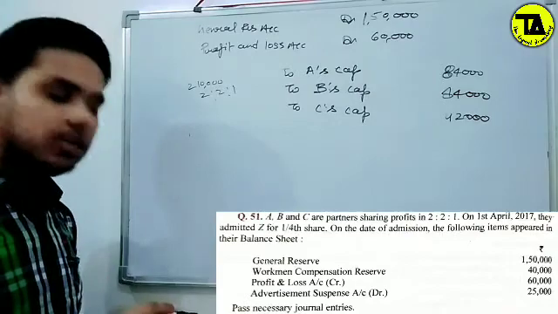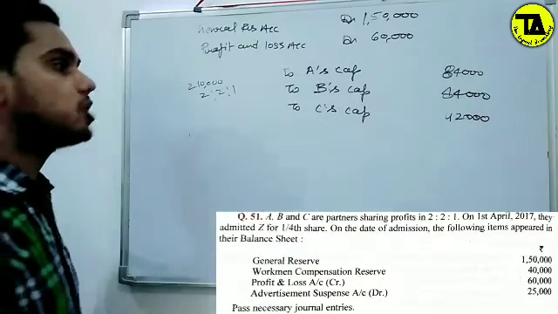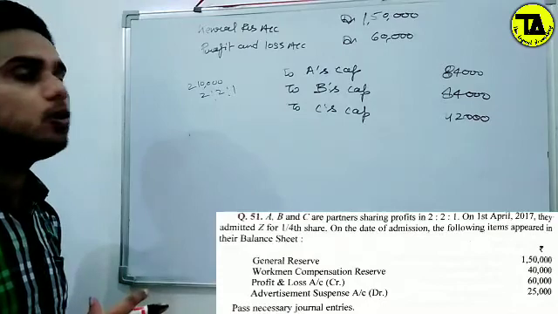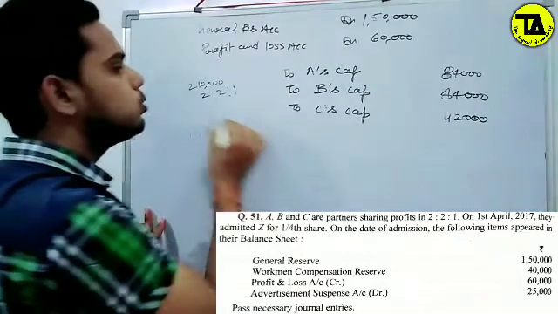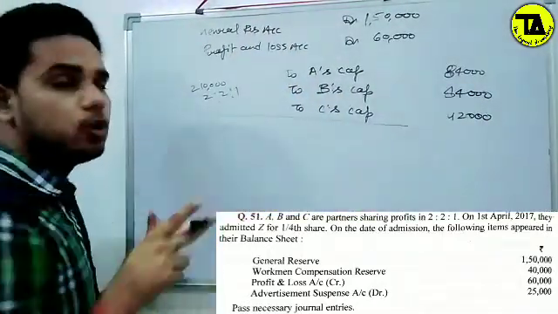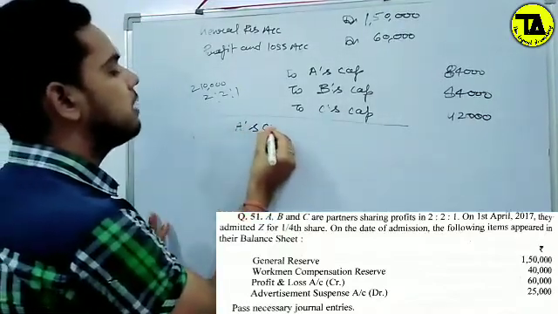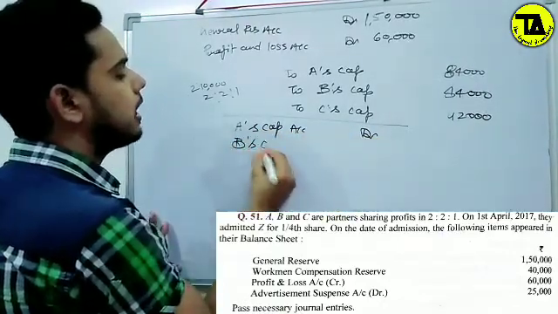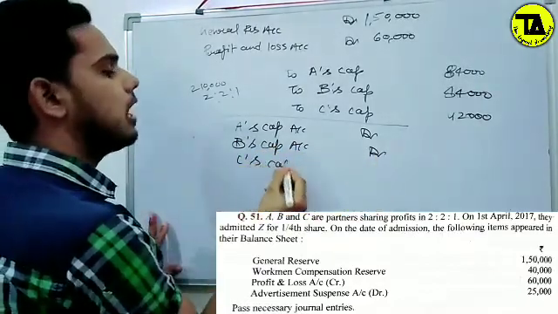The next thing we have to do is deal with advertisement suspense. We have been given one accumulated loss, and we know that whenever any accumulated loss is given in the question, that will be debited in the partners' capital account. This was our first entry. The second entry will be that accumulated loss is debited in the old partners' capital. So we will debit A's capital account, B's capital account, and there is one more partner, C's capital account.